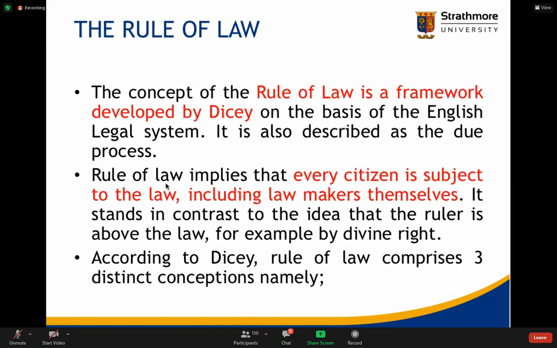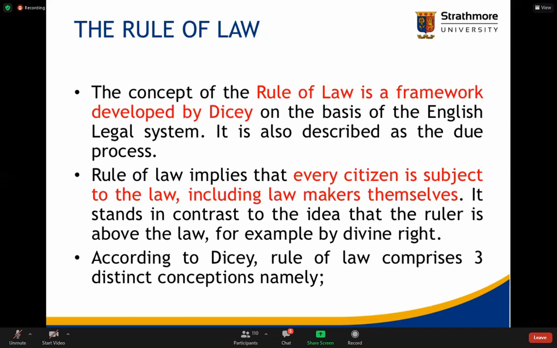So the concept of the rule of law is a framework developed by Dicey on the basis of the English legal system. It is also described as a due process of law. Whenever you're learning about a new concept, I'm teaching you a very important concept of law. This concept is called the rule of law. First and foremost, I started off by telling you why the law is important, to create a rationale for you to be very much persuaded that it is very important for everyone to abide by the law.